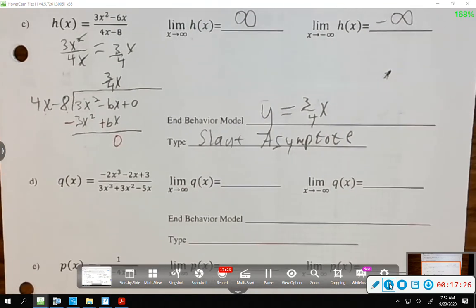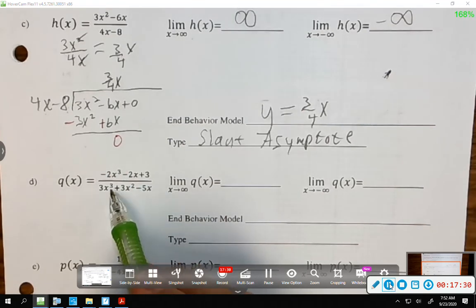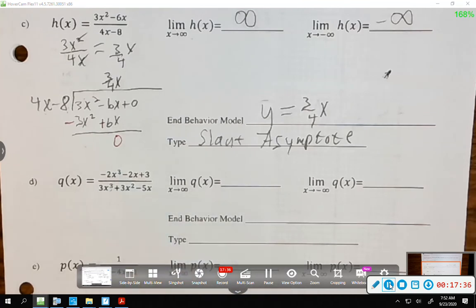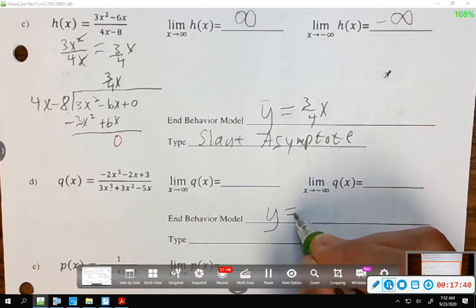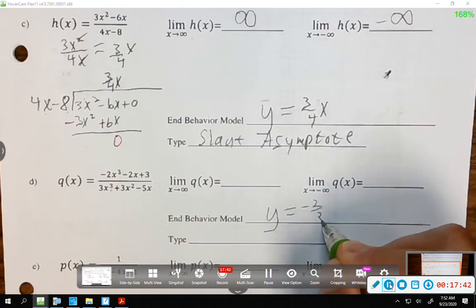D. Most of them are like this. The degree on top equals the degree on the bottom. The degree in the numerator is 3. The degree in the denominator is 3. So I look at the coefficient of the highest degree terms. Sometimes it's easier just to determine the end behavior model first. Y equals negative 2/3.